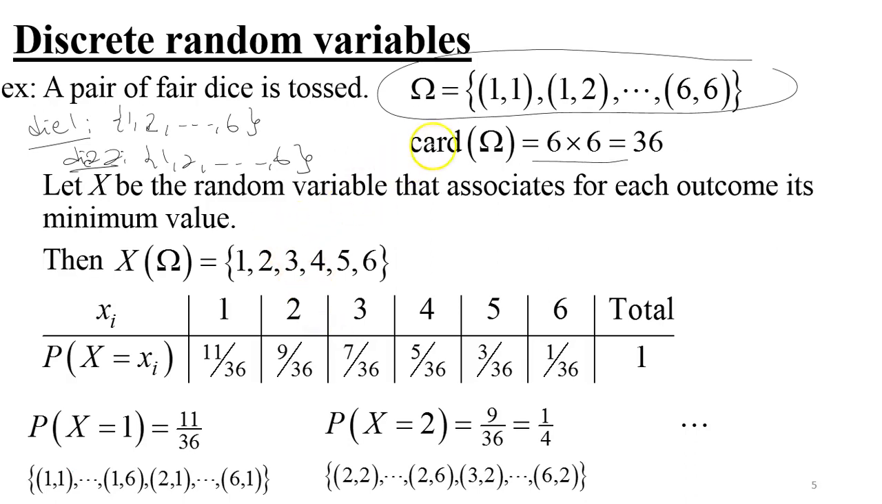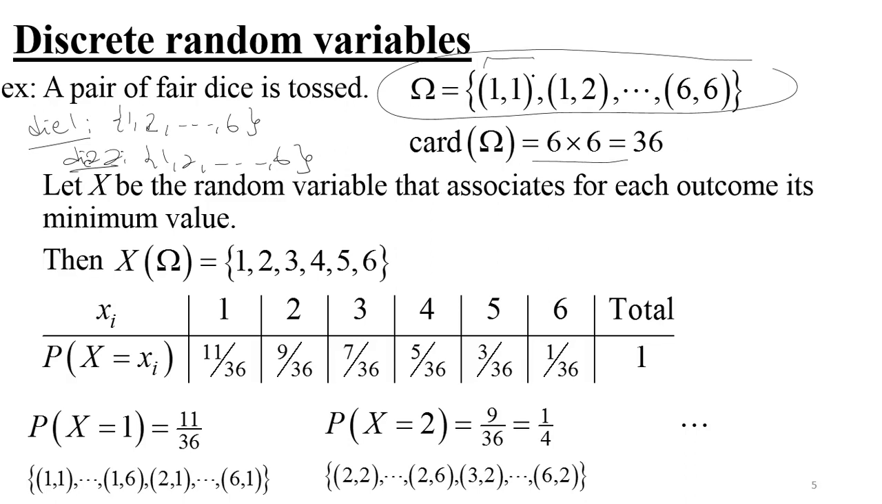Each outcome is represented by an ordered pair, where the first digit is the outcome from the first die, and the second digit is the outcome from the second die. So X, our random variable, is defined by the minimum of these two values. Of course, whenever the two numbers are equal, we consider the minimum to be equal to them. For example, for the outcome (1, 1), there is no smaller value, so we consider the minimum to be 1.